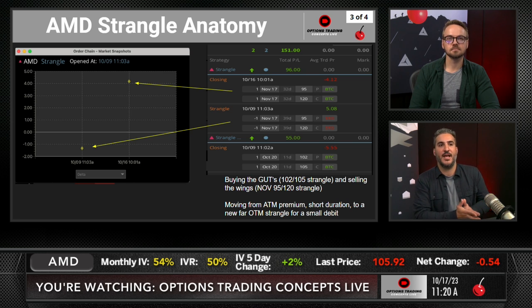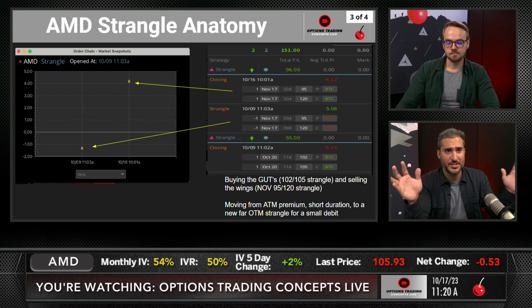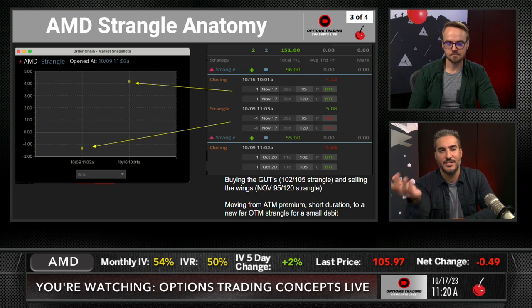I'm taking that position, that at the money strangle, and I'm rolling and selling the wings, right? I'm going to a new position that's further out in time, going out on the curve, on the extrinsic value decay curve, and getting a position that is further out of the money. I'm doing this whole transaction. You can see I did it for a small debit, a debit of 40 some odd cents, 47 cents here.